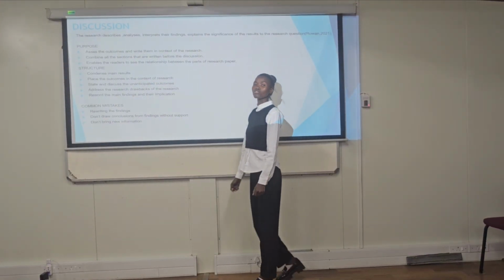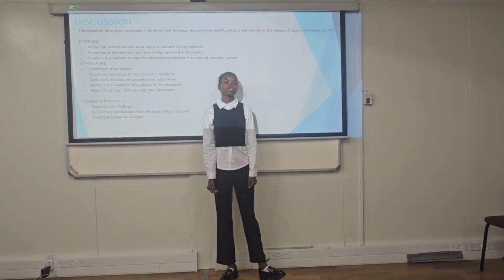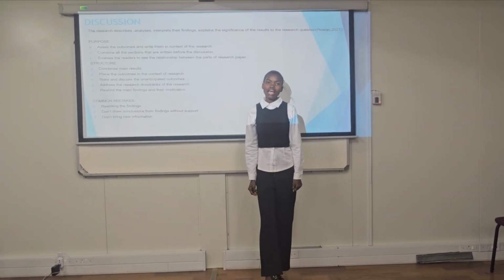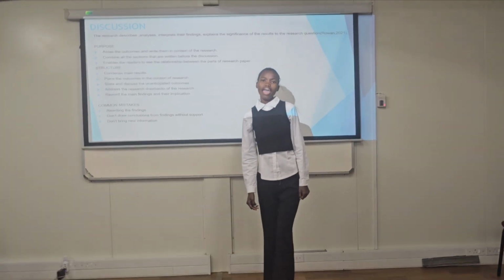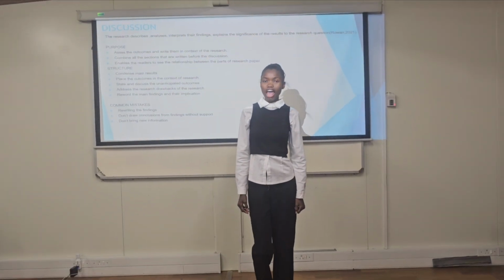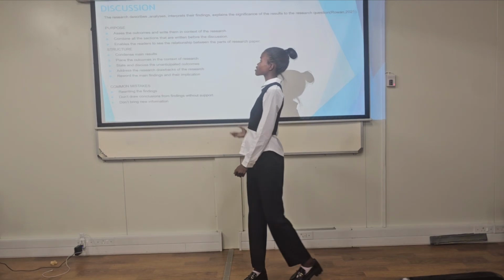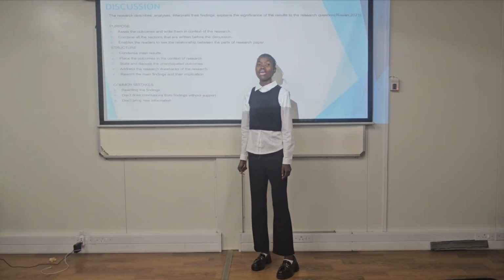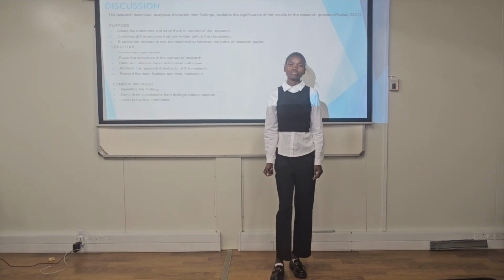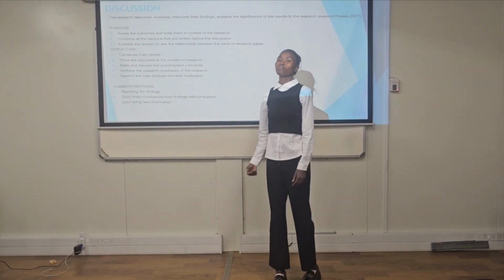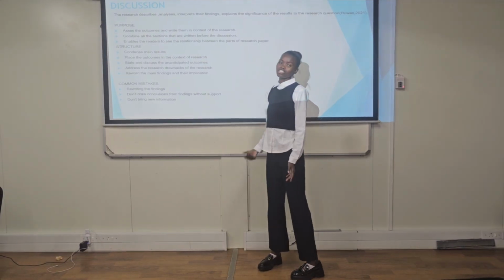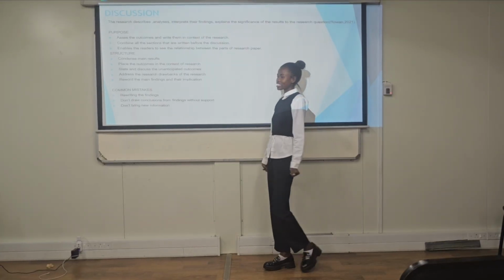The discussion part of research writing dives deep into the research. It analyzes and describes the findings and their importance. The purpose of the discussion is that it assesses the outcomes and writes them in the context of research. It enables the reader to see the relationship between the components of research. Lastly, it combines all sections of the research.